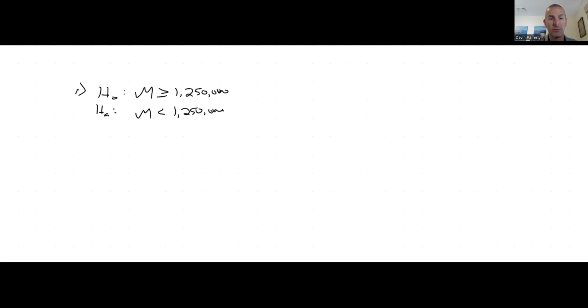Okay. So right off the bat, I immediately know I have what type of test? Well, I have a one-tailed, left-tailed test. How do I know that? I'm looking at my alternative hypothesis. In the alternative hypothesis, I have a less than sign. The less than sign is pointing left. Since it's pointing left, that means that I have a one-tailed, left-tailed test.